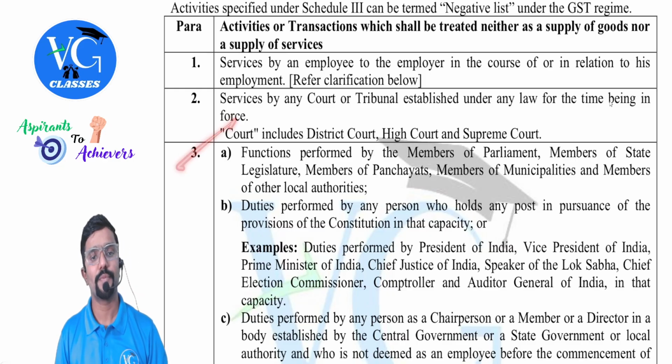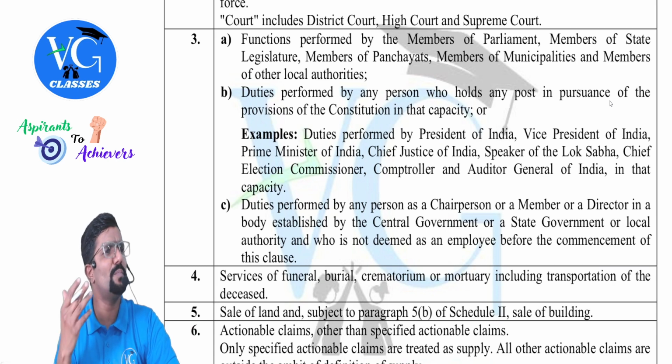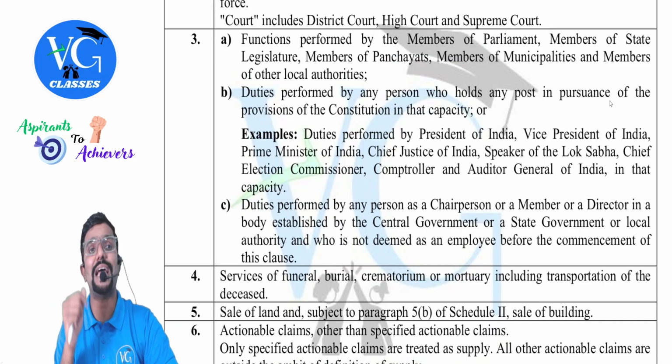Then the third para. Functions performed by the members of parliament, members of state legislature, that is MLAs, members of panchayat. MP means members of parliament, then member of state legislature is nothing but MLAs, guys. Members of panchayat, members of municipalities, we call them corporators, and members of other local authorities. Guys, whether they perform any function or not, they get paid for it. Clear, sir? Whatever services they give, they get paid for it. They actually get paid in the name of salary.